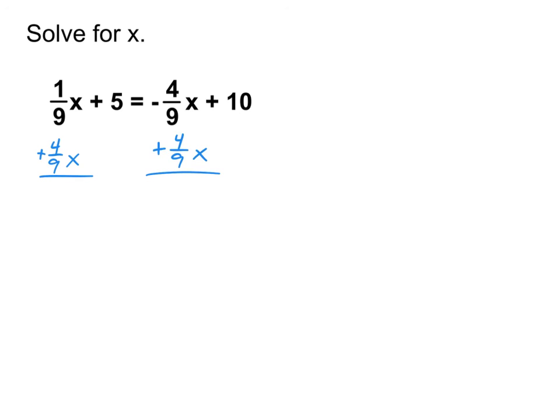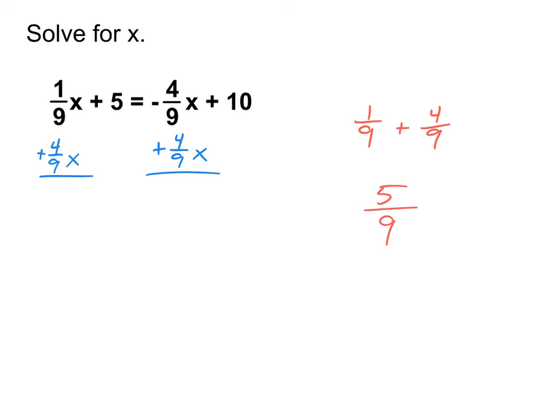Now, if there is any new skill that we have not yet talked about today in this problem, it's right here. Because I need to do 1/9 plus 4/9. But is that really all that hard? If you have 1/9 and you add 4/9 to it, you have a grand total of 5/9.